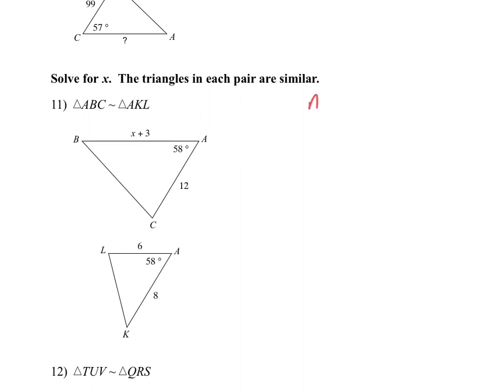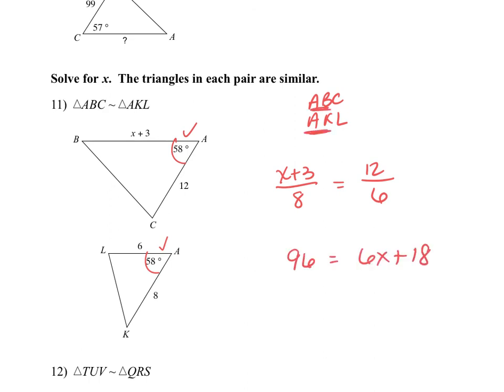I'm going to put ABC over AKL. Got it? So angle A goes with angle A, so they're equal to each other. So far so good. We got our angle. Now we got to figure out our sides, okay? Who does AB go with? We have x plus 3, and we have a 12 on the first triangle. And this is the important part. Who does AB go with? AK, right? So that goes with the 8, and the 12 goes with the 6.